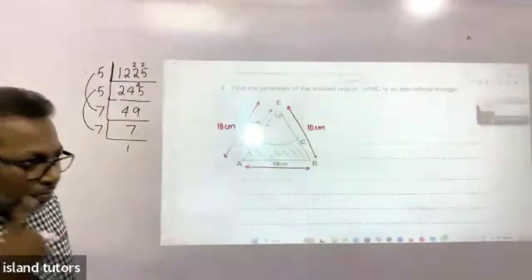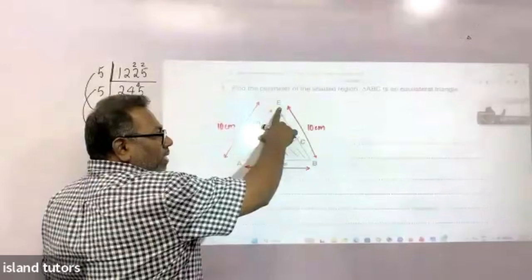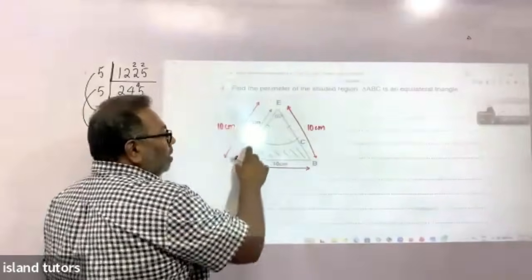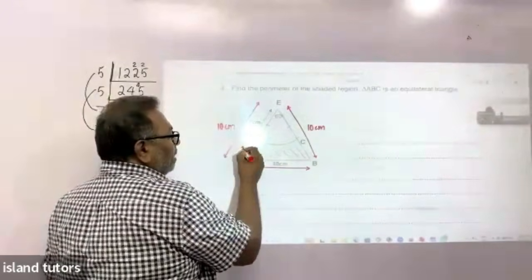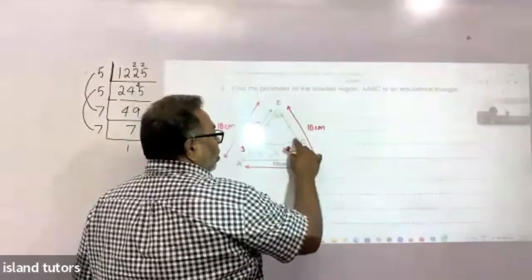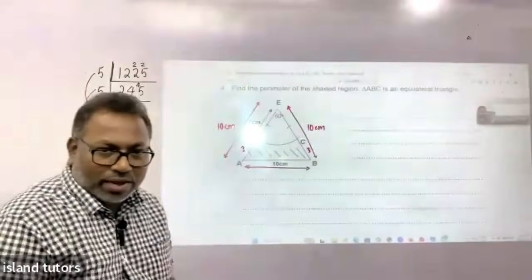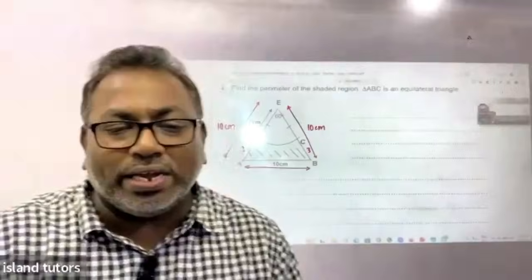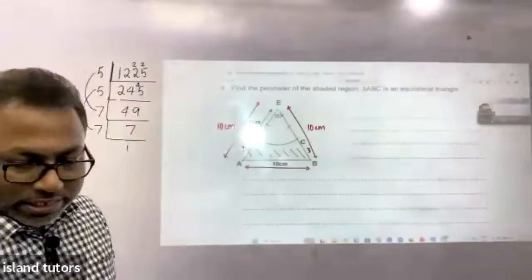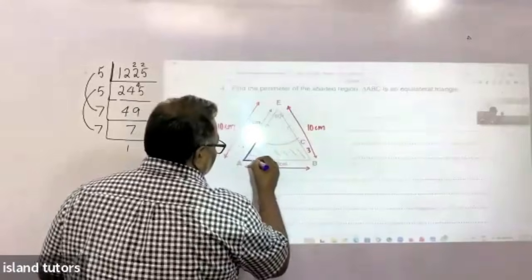Okay. Careful. This part of the side AB is 7 centimeters. Therefore, AD is going to be 3. EC is also 7 centimeters. So, this is also going to be 3. Right? Careful with that. They are asking to find the perimeter of the shaded region. Your shaded region is this.